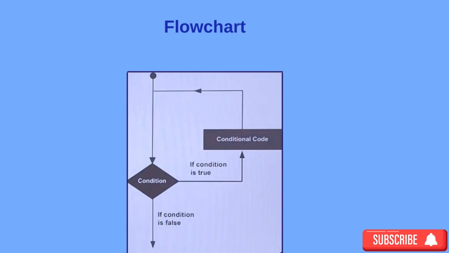If the condition is true, then we execute the conditional code and the control comes back to this condition again. So unless and until this condition returns true, this loop will keep on executing. As soon as the condition is false, it will get terminated. If there is any logical error, you may write an infinite loop which will not be able to come out of this iteration.